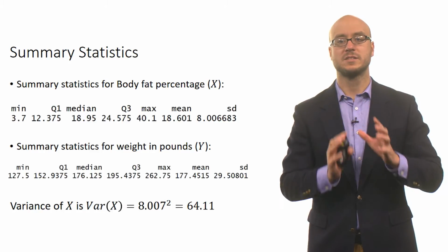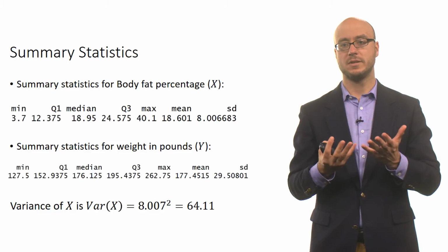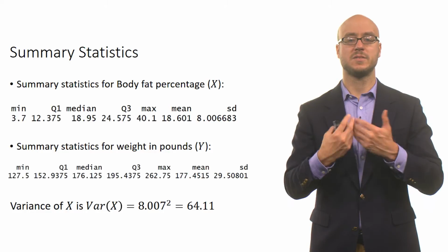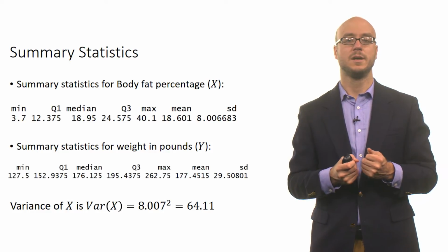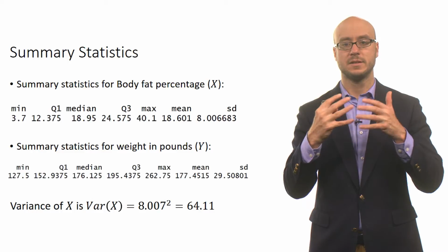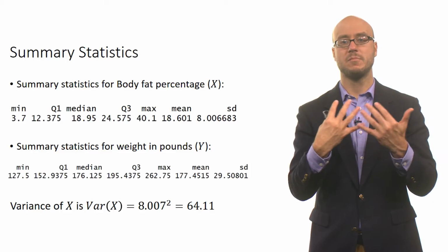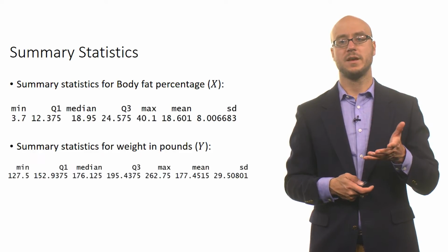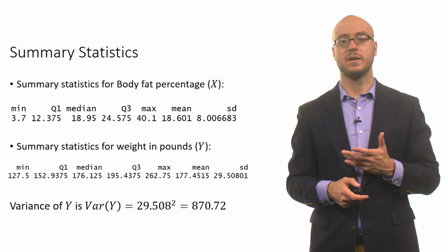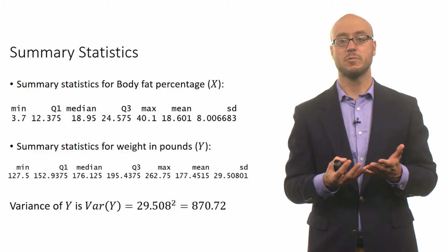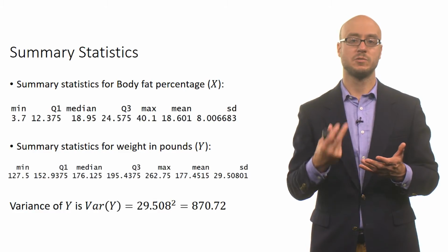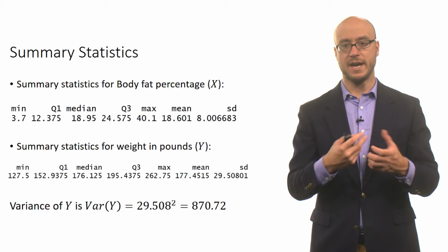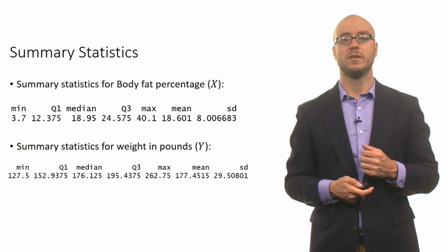When we look at our x variable, the variance is simply the standard deviation squared. So when you take 8 percentage points squared, you get this measure of variance of 64. And that gives you an idea, it's sort of an overall measure of the amount of variability in body fat percentage in our data set. For the variable of weight in pounds, the variance is the standard deviation squared again. So it's 29.5 squared, which is 870. So we have a variance of y and a variance of x. We have two measures of variability.